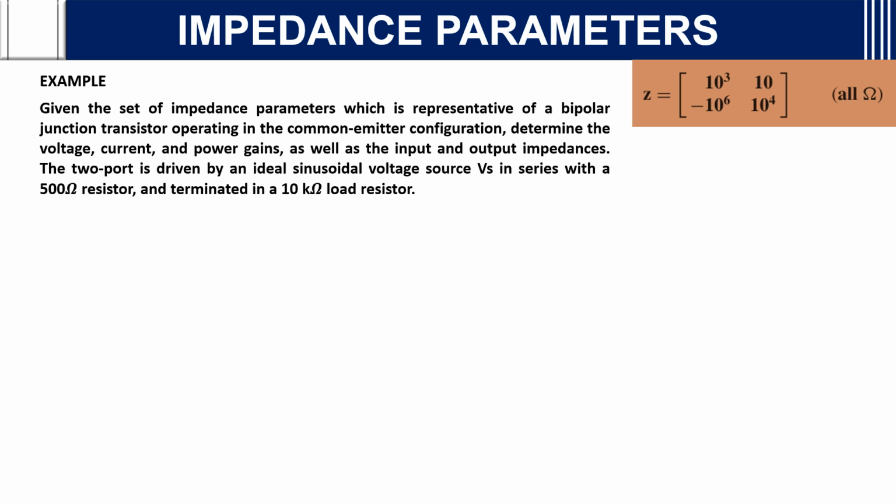Given the set of impedance parameters which is representative of a bipolar junction transistor operating in common emitter configuration, determine the voltage, current and power gains as well as the input and output impedances. The two-port is driven by an ideal sinusoidal voltage source Vs in series with a 500 ohm resistor and terminated in a 10 kilo ohm load resistor. See, they have given the Z parameters. They are asking us to find voltage, current and power gains.